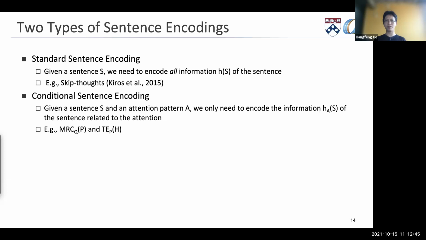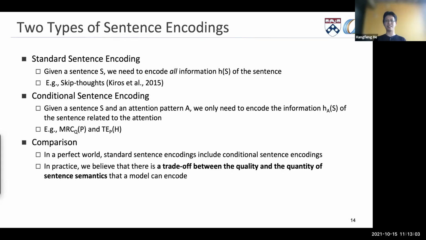We only need to care about the information relevant to some attention. For example, in machine reading comprehension, given a question and a paragraph, in order to answer the question, we don't need to know every piece of information in the paragraph. We only need to know the information relevant to the question. In a perfect world, standard sentence encoding, including everything, would definitely include conditional sentence encodings.